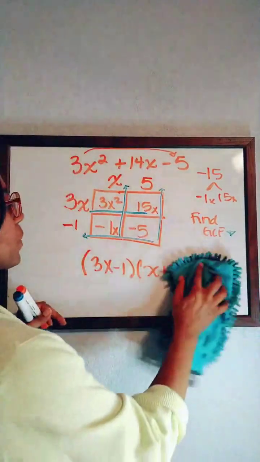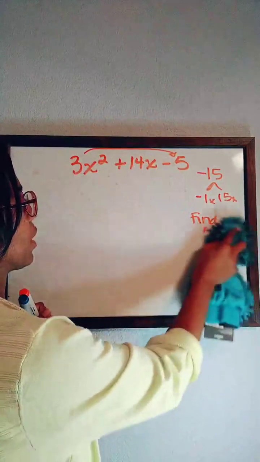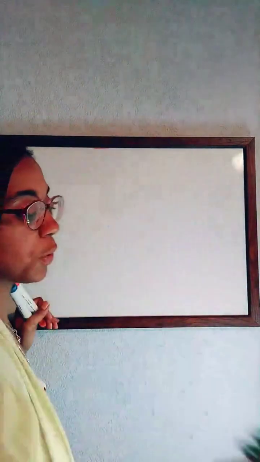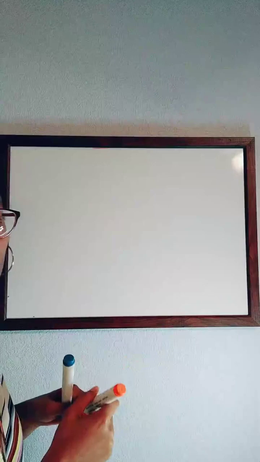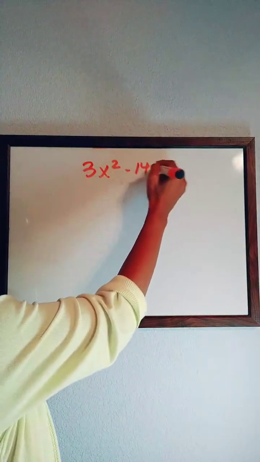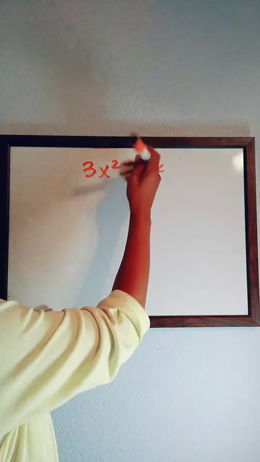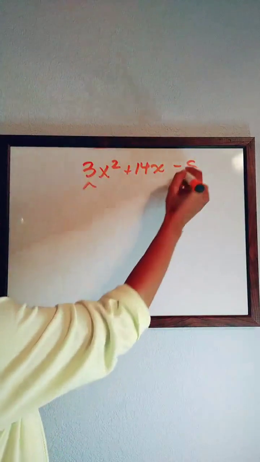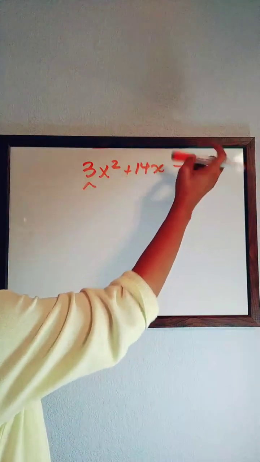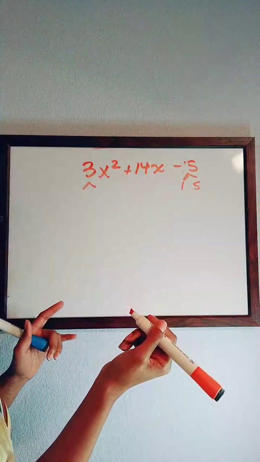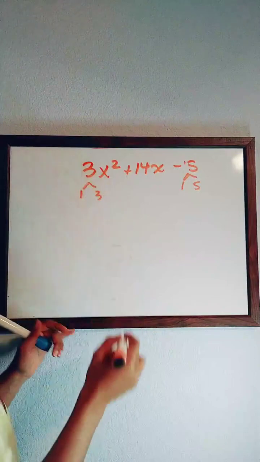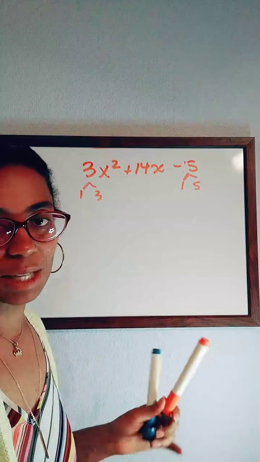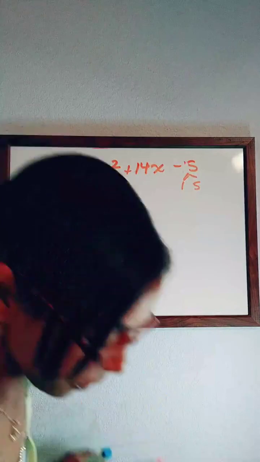Let me do another one. And this time, like I said, you can definitely do a guess and check. I would have done a guess and check with this one, like the 3x squared plus 14x minus 5. I definitely would have done a guess and check because it's not that many factors. So I definitely would have done a guess and check versus doing the box method. But I knew that was the method that he used.